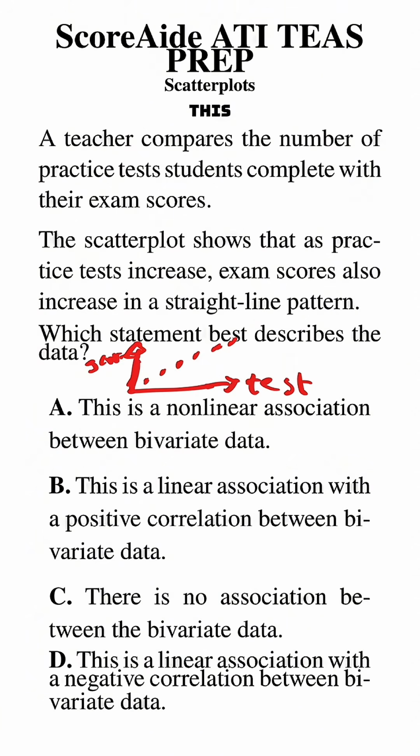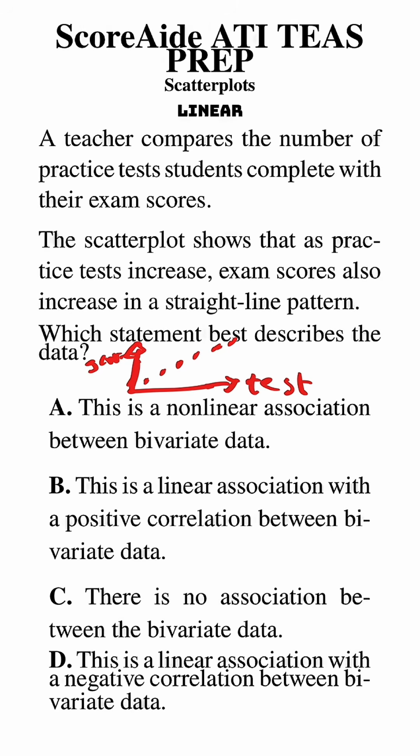When you look at this, you just know that it's a positive correlation. It's a positive linear correlation. Now, they said this is non-linear. Of course, it already makes A wrong by saying non-linear. So we eliminate A. A is not the answer.